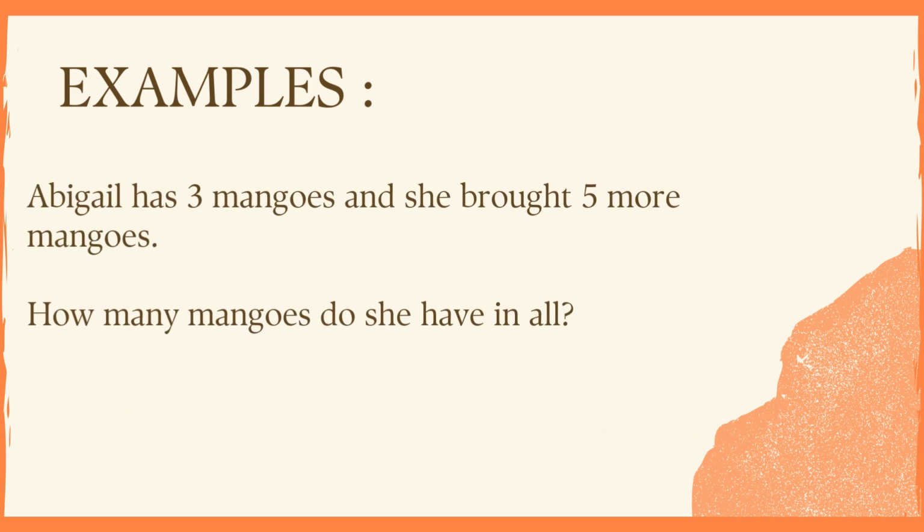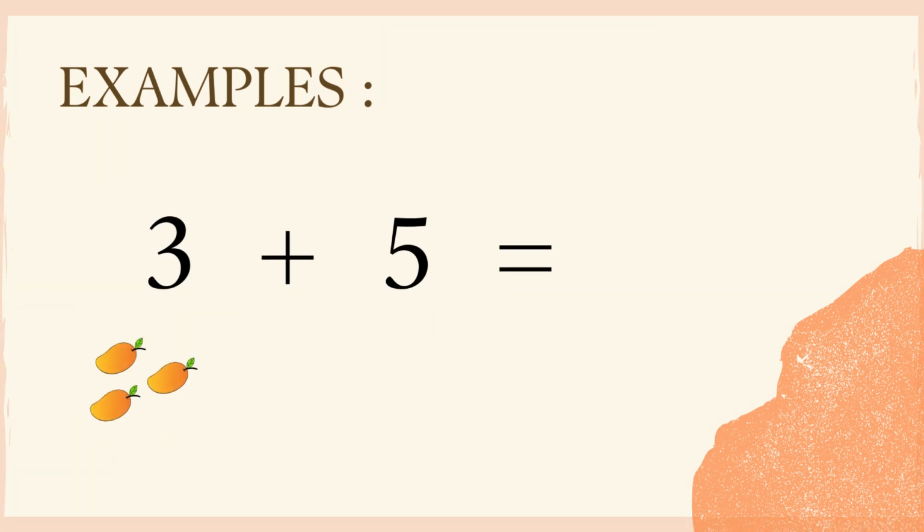Example number 2. Abigail has 3 mangoes and she bought 5 more mangoes. How many mangoes does she have in all? 3 plus 5 equals 8.